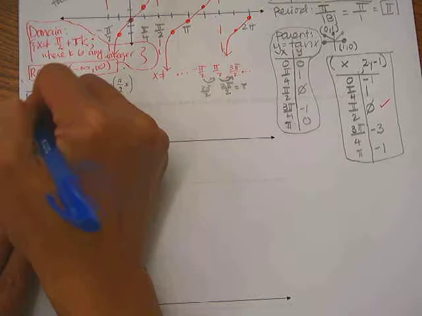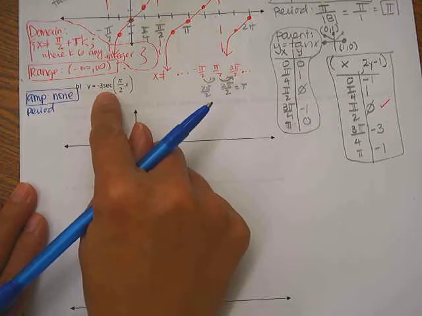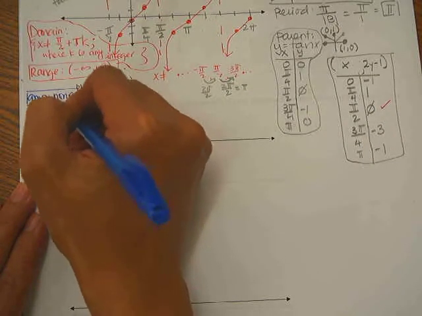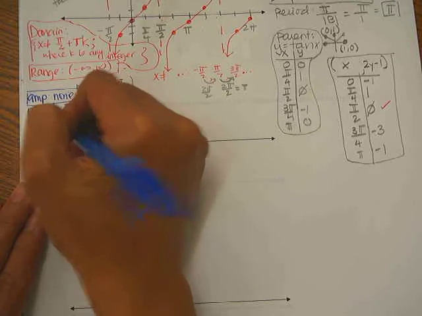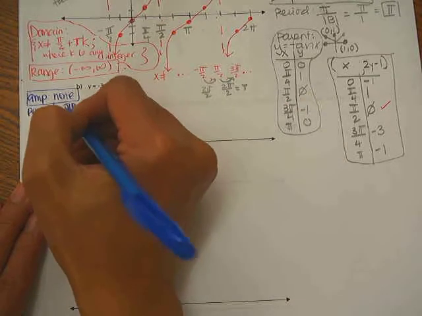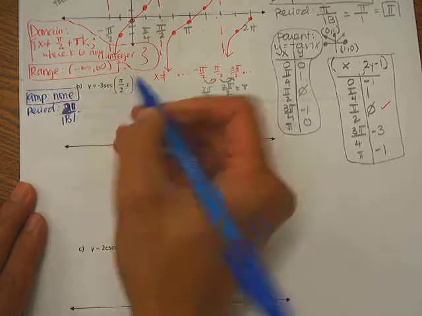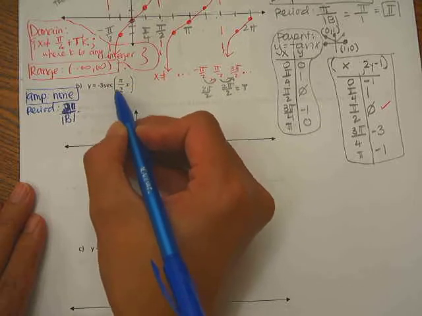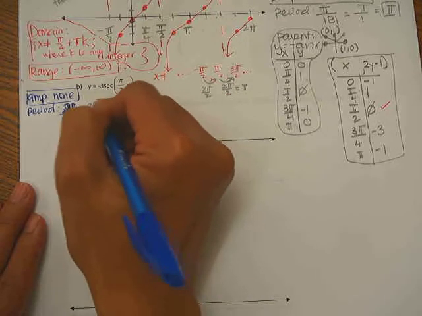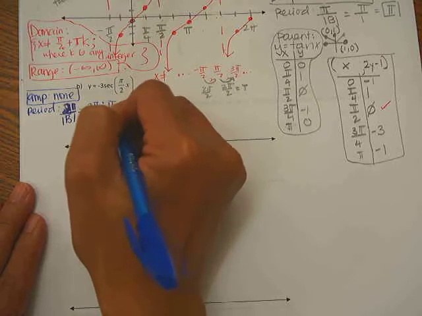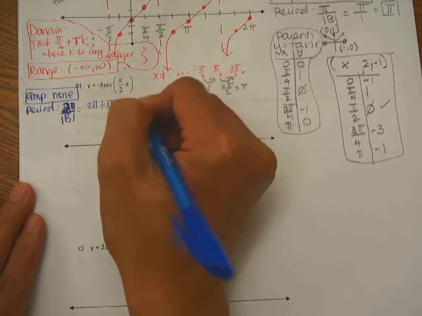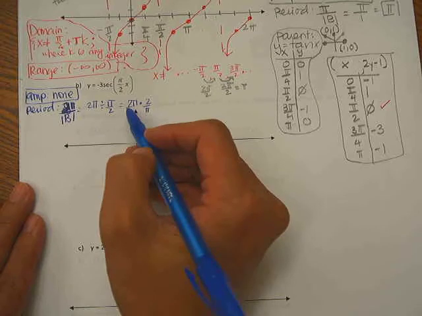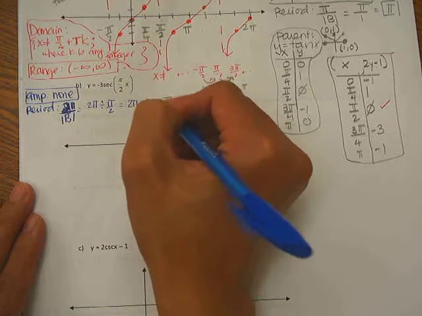Period is going to be the same as cosine, because this is the reciprocal function of cosine. Period is going to be 2 pi divided by absolute value of b. Your b, this is negative 3 times secant of pi over 2 x. So this is your b right here, pi over 2. So 2 pi divided by pi over 2. And if I multiply by its reciprocal, which is 2 over pi, the pi's will cancel each other out. So 2 times 2, this is 4. So I have a period of 4.